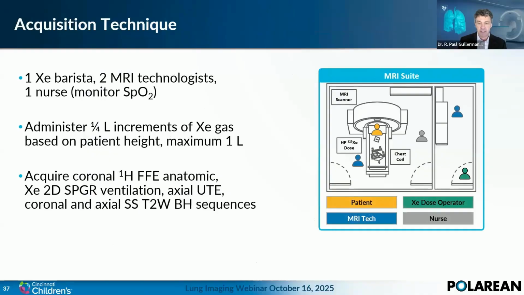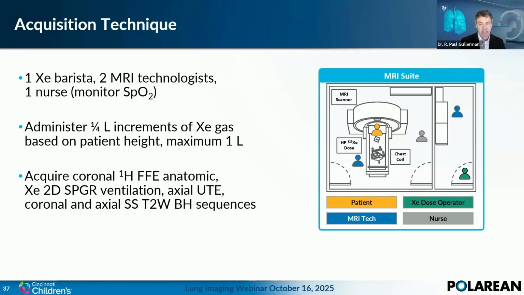So next slide. And so the way we do these studies, it really is a team effort. We have the so-called barista who will prepare the xenon. And then we have a couple of technologists that will coordinate the instructions to the patient so that compliance is improved. And for safety reasons, we have a nurse that's going to be monitoring the oxygen saturation levels and vital signs during the study. We base the xenon dose on the size of the patient in quarter-liter increments based on the patient's height. And then we acquire our proton image for the anatomic detail that's needed for calculating the lung volumes.